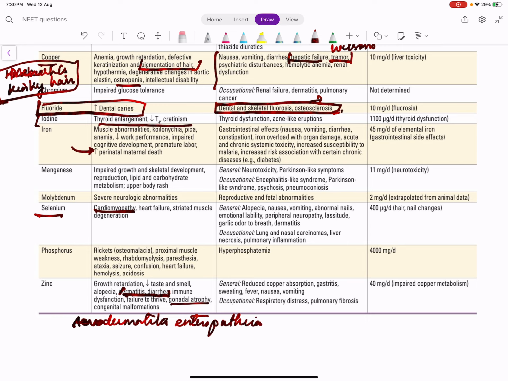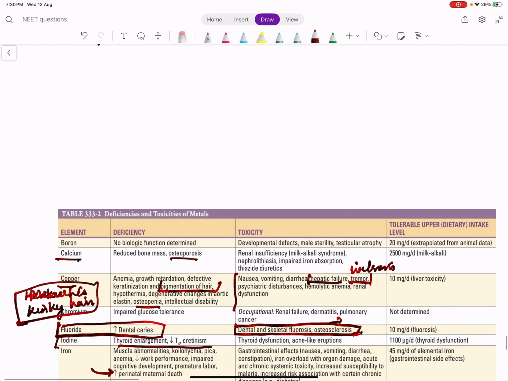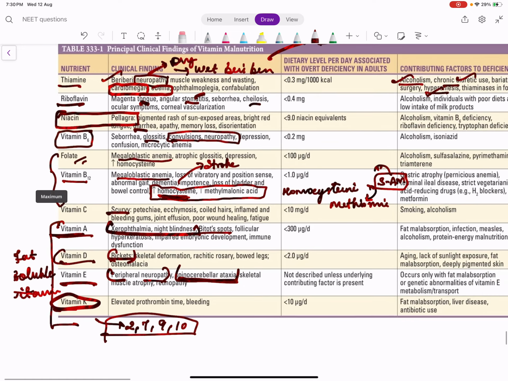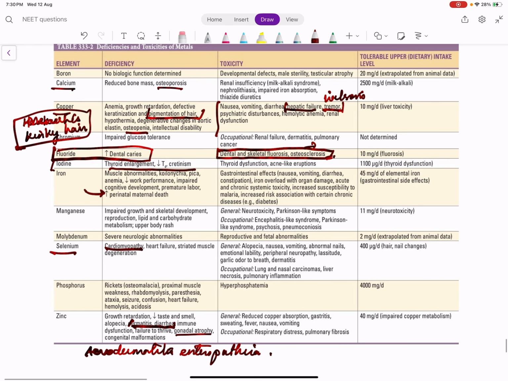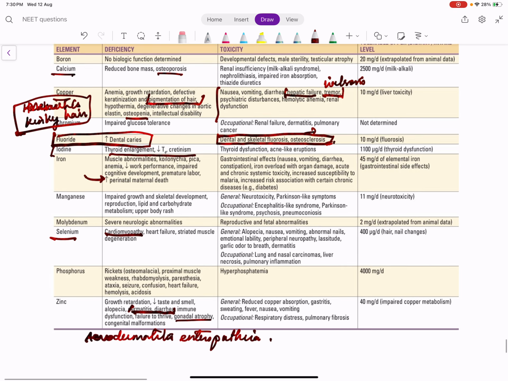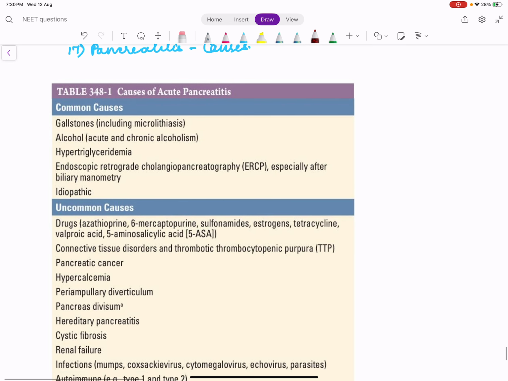So maybe you can just give a short read through this. It will be self-explanatory. The gist of this is what vitamin deficiency causes what problem and what mineral deficiency causes what problem. Only if you know that, you can pick up clues regarding malabsorption.